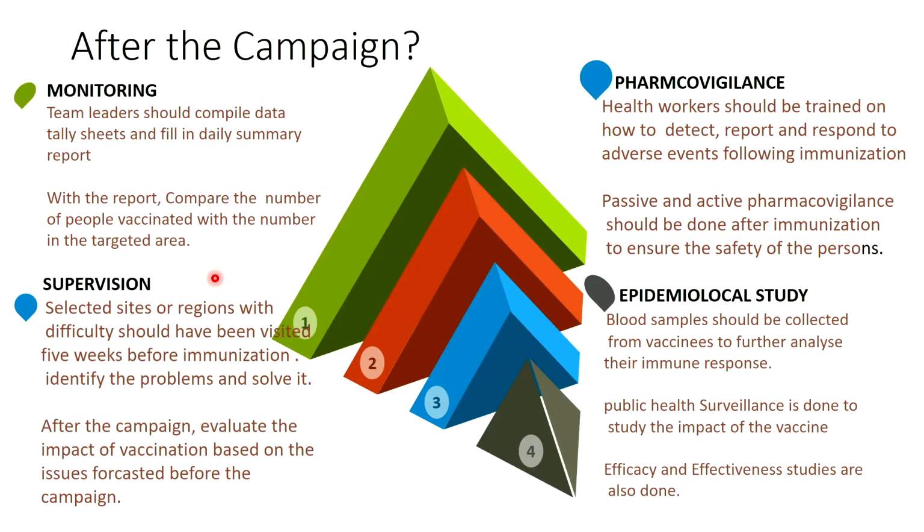Pharmacovigilance should be top priority by health workers to detect, report, and respond to adverse events to ensure the safety of the vaccinated. If part of the budget, with the approval of the ethical committee, epidemiological studies can be carried out by collecting blood samples from the vaccinees to further analyze for the immune response. Besides, public health surveillance is important in studying the impact of vaccination.